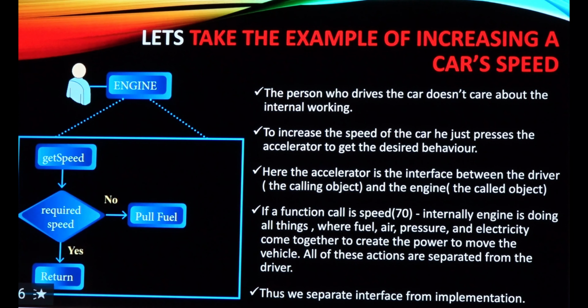If a function is called with speed 70, internally the engine is doing all this, where fuel, air, pressure and electricity come together to create the power to move the vehicle. All of these actions are separated from the driver. Thus, we separate interface from implementation.